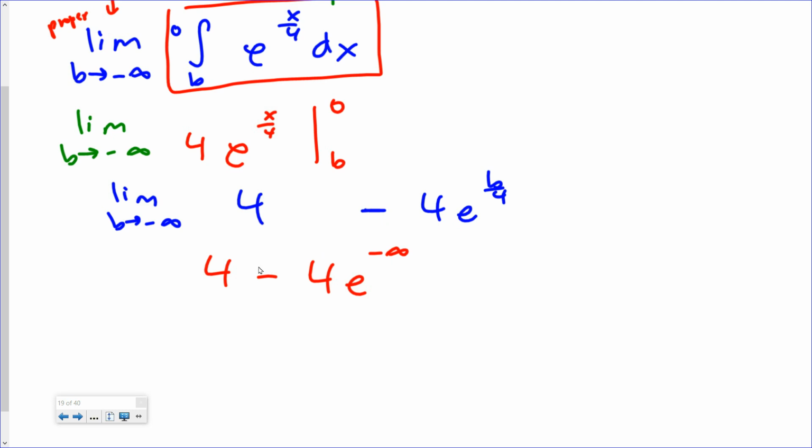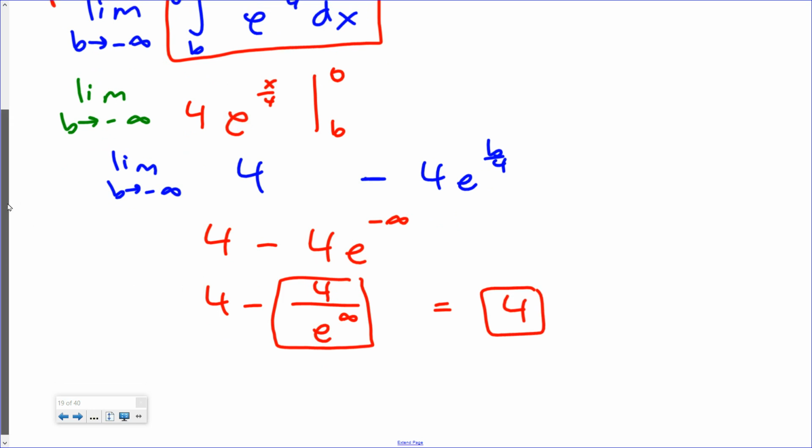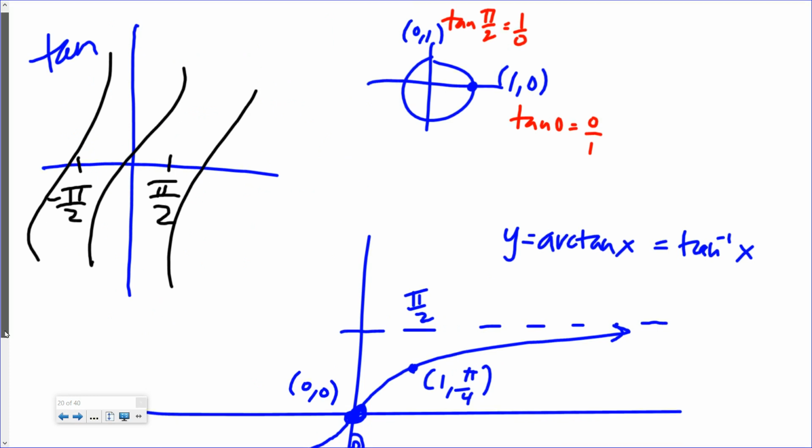And again, you guys need to understand that e to the negative anything is really 1 over e to that anything. So this is really 4 minus 4 over e to the infinity. But guys, what's this going to go to? 0. So your answer is 4, which is kind of interesting. What that says is that this integral converges. We say it converges to 4. And we expect it to be infinity, but it's not. It actually converges to an answer. All right, let's look at your next problem.